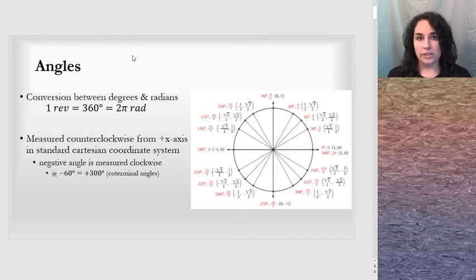I'm going to remind you that one revolution in one circle is 360 degrees, which is 2 pi radians. We may be given angles in radians. We may need to express them, so familiarity with radians is going to be a benefit for you. And you can see that angles are measured counterclockwise from the positive x-axis.